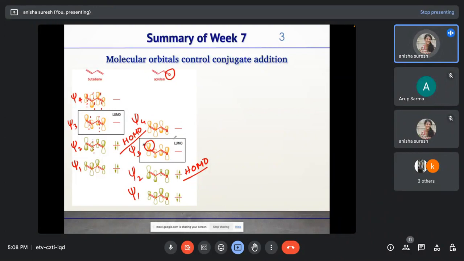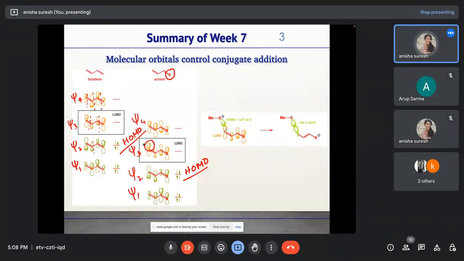LUMO will be the lowest unoccupied molecular orbital, and it is this LUMO that will be reacting with the nucleophiles in case of conjugate addition. So we can see that psi 3 has a greater contribution of this orbital at this terminal carbon. Because of that, the nucleophile that approaches can overlap with this orbital, and hence orbital interaction will take place, resulting in the formation of a new bond here. So that is how conjugate addition takes place.